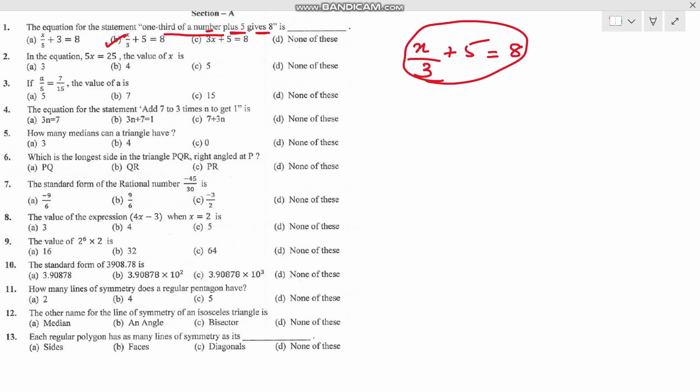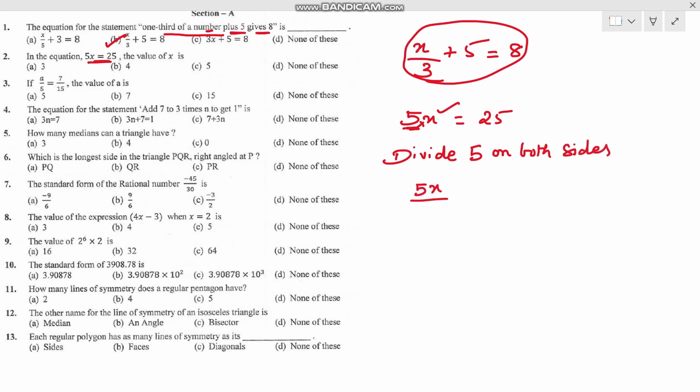Next question is in the equation 5x equals 25. Now, if we want to remove this 5, we need to divide, because it is in multiplication with x. So let us divide 5 on both sides. We will be getting 5x upon 5 equals 25 upon 5. 5 and 5 will get cancelled. In the table of 5, 5 5s are 25. So the value of x is 5 and the correct option is option number C, 5.